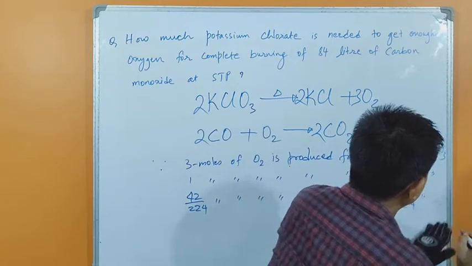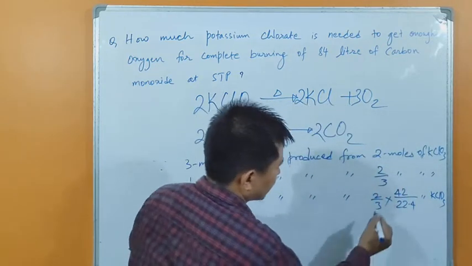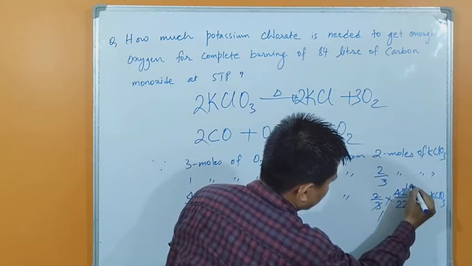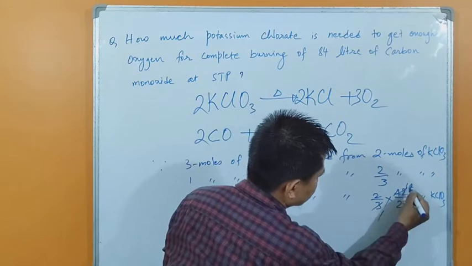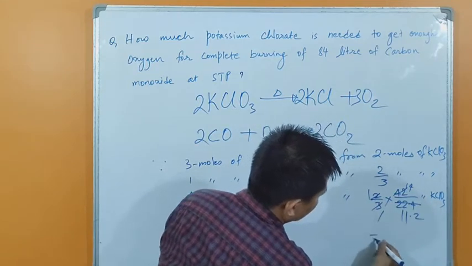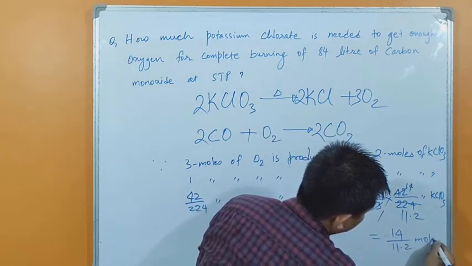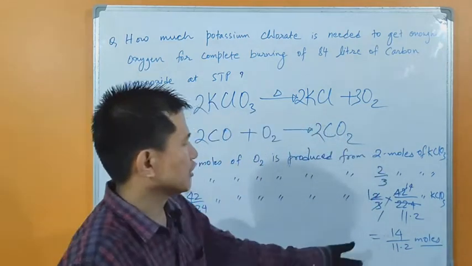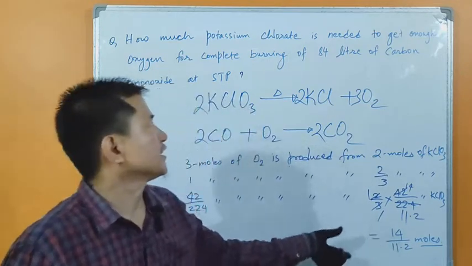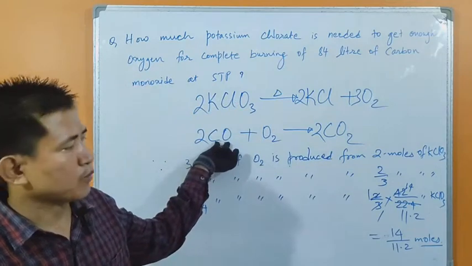Are you getting my point? 3 1s are 3, 3 4s are 12, isn't it? 3 1s are 3, 3 4s are 12, 2 1s are 2, 2 11s are 22, 2 to the 4. So 14 upon 11.2 moles of KClO3. Number of moles of KClO3 required is 14 upon 11.2 moles. This much moles of KClO3 is required to produce enough oxygen to burn 84 liters of carbon monoxide gas.